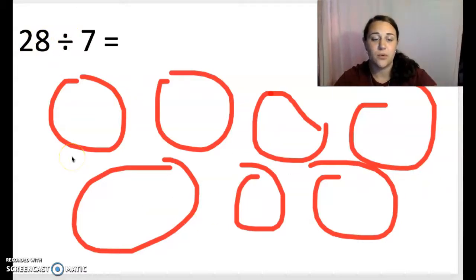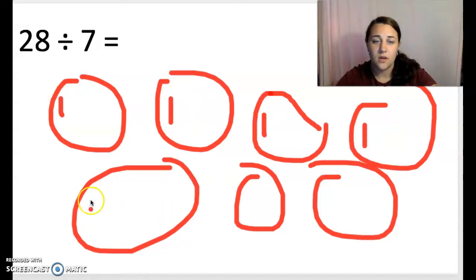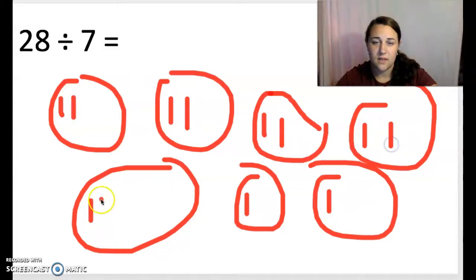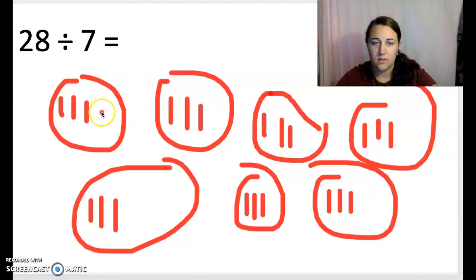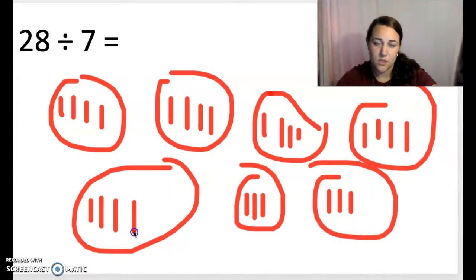So I'm just going to count and put 1 in each group until I get to 28. So 1, 2, 3, 4, 5, 6, 7, 8, 9, 10, 11, 12, 13, 14, 15, 16, 17, 18, 19, 20, 21, 22, 23, 24, 25, 26, 27, and 28.